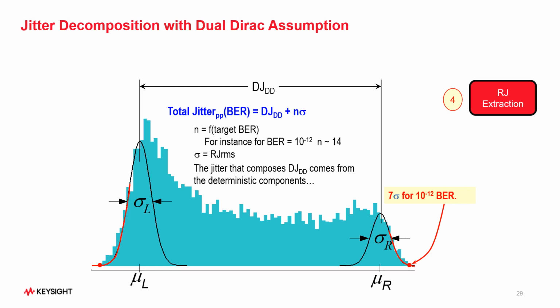And for example, at 10 to the power of minus 12, the n is about 14. So as the BER decreases, the n is also going to get bigger. But if one can remember, random jitter increases over time, so one accumulates more and more bits. There would be more randomness in the jitter, and the n will increase over time. So typically at 10 to the power of minus 12, n is about 14. So one can apply those components in there and calculate what the total jitter peak to peak is for a target BER number.